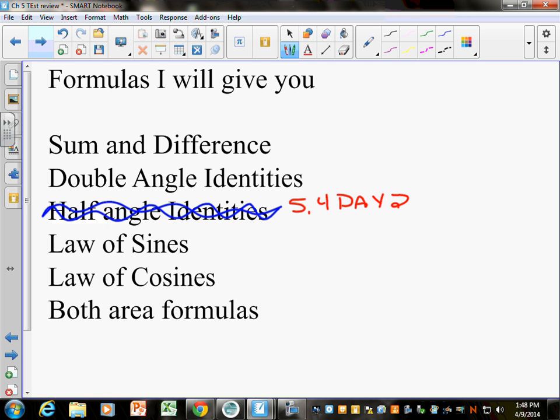I told you at the beginning of the chapter I was going to make you remember sum and difference formulas, but I didn't. So I'm giving you those. I'm giving you the double angle identities. I'm actually giving you the power reducing ones too. I think they're on there. Law of sines, law of cosines, and I'm giving you both area formulas. Remember that for law of cosines, this is all I'm giving you.